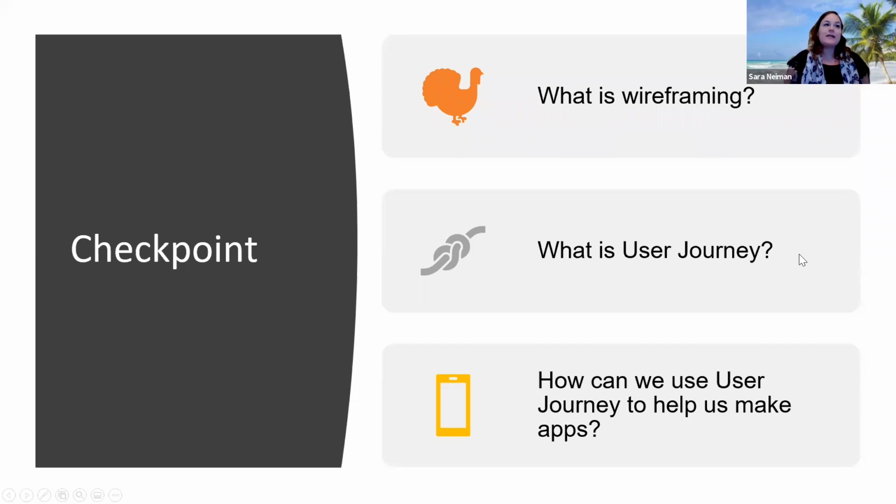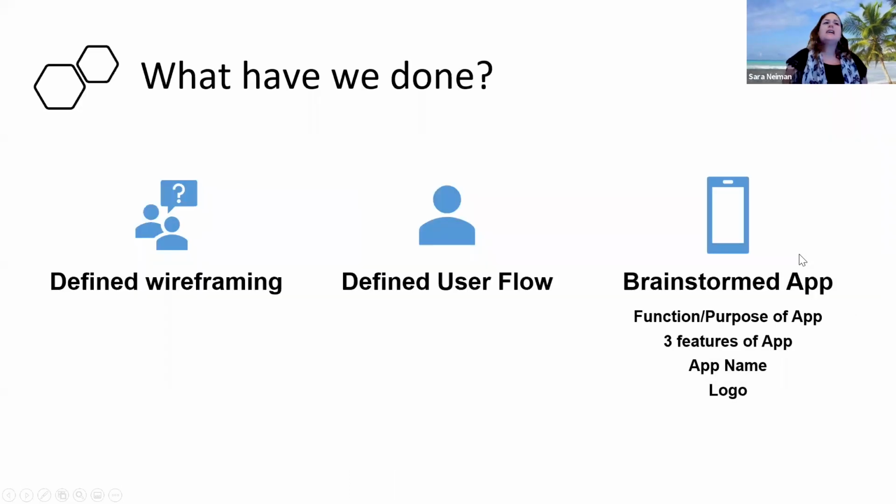All right, so we did our checkpoint. What have we done so far? We've done quite a lot, actually. So we've defined wireframing, we've defined user flow and user journey, and we started brainstorming our app. Very cool. So you should already have that written out, either on a piece of paper or maybe typed out, and then we are ready to go.